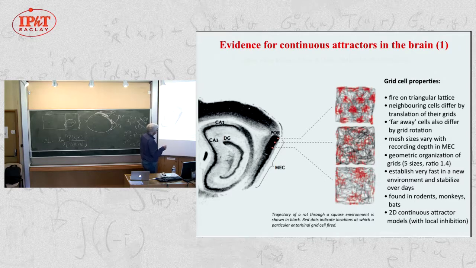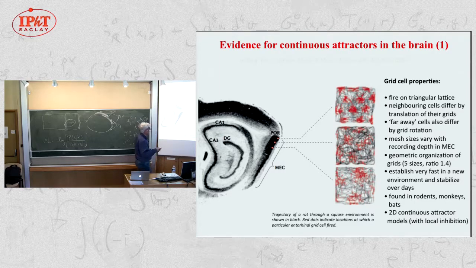If you go to deeper regions in this medial entorhinal cortex, you see exactly the same kind of picture, but the mesh of the lattice is increasing. People report experimentally that there are 5 different mesh sizes. It's not a continuous process. There seems to be some kind of discrete set of sizes which are more or less in geometrical progression with a ratio of about 1.4. So it goes to higher and higher sizes when you go deeper.